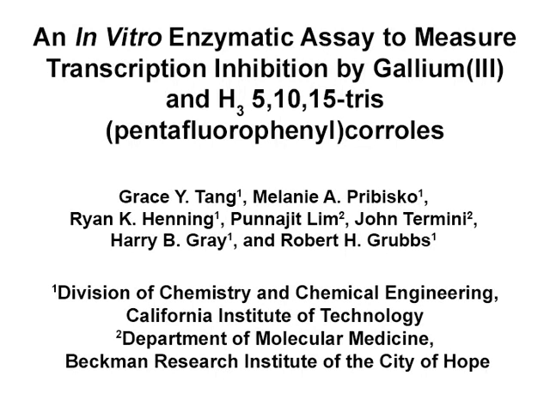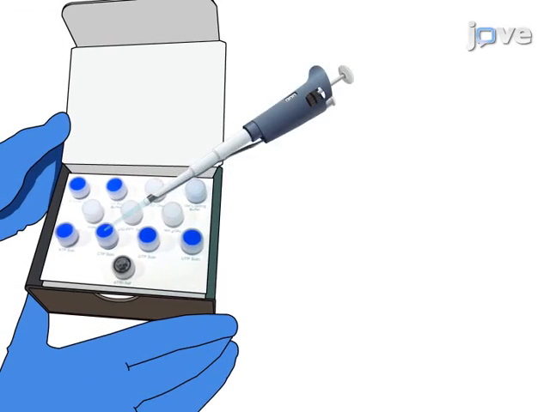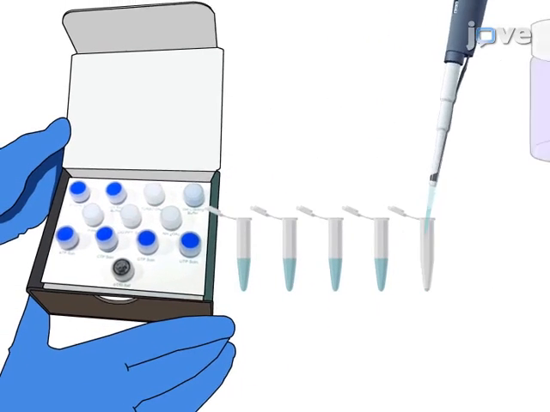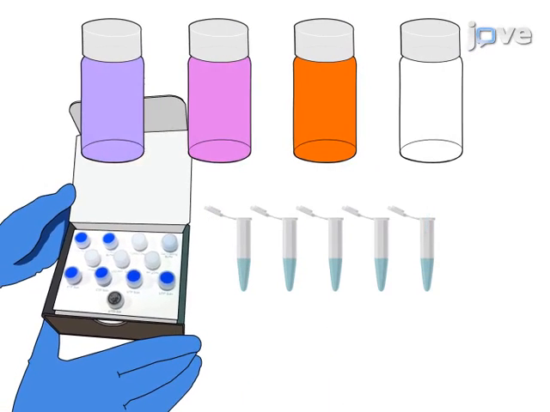The overall goal of this procedure is to determine if potential anticancer compounds inhibit ribonucleic acid, or RNA, transcription. This is accomplished by first preparing RNA transcription reactions, including potential inhibitors.